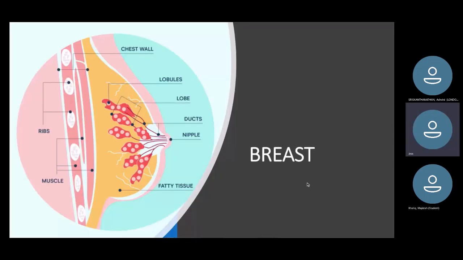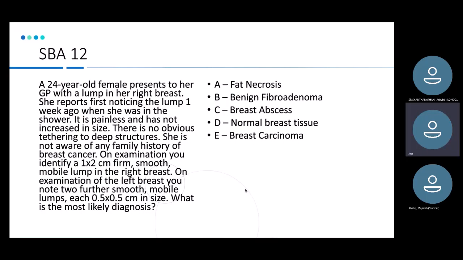Speaking of breast, we'll move on to breast now for the last section. So next SBA, a 20-year-old female presents to her GP with a lump in her right breast. She reports first noticing the lump 1 week ago when she was in the shower. It is painless and has not increased in size. There is no obvious tethering to deep structures. She is not aware of any family history of breast cancer.